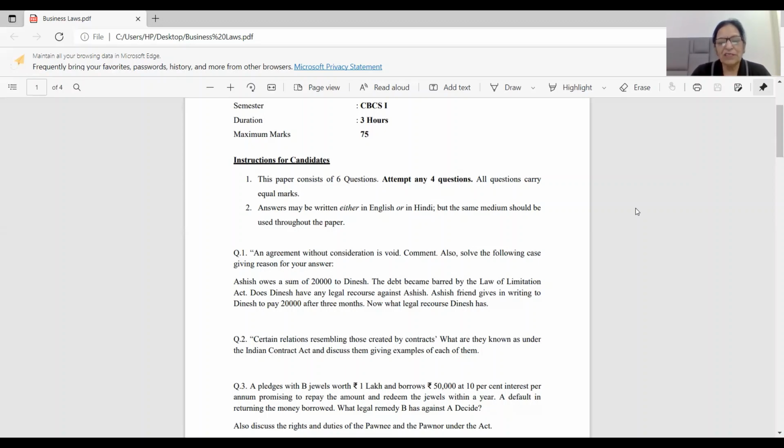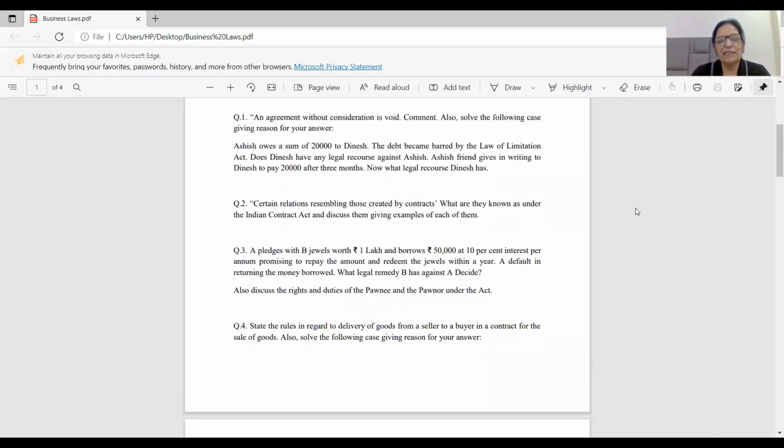Coming to the third question, friends, which is: A pledges with B jewels worth ₹1 lakh and borrows ₹50,000 at 10% interest per annum, promising to repay the amount and redeem the jewels within a year. A defaults in returning the money borrowed. What legal remedy B has against A, decide?